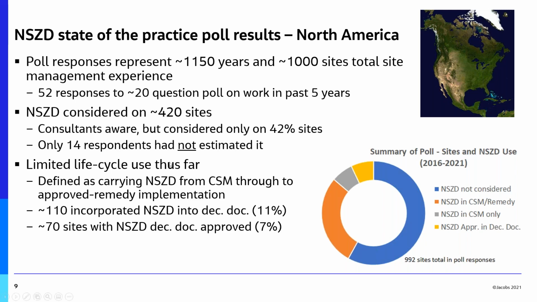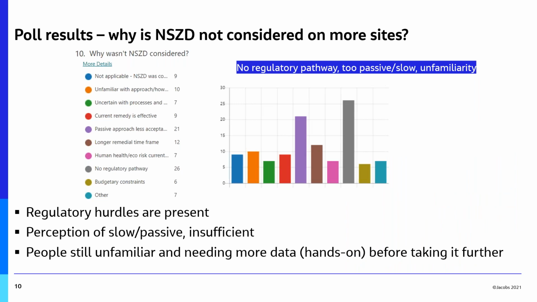It's okay. The disappointing thing is that if you go all the way to the bottom of the slide here, only 70 of the 1,000 sites have actually carried NSED all the way to the life cycle end, into a decision document approved by the stakeholders or regulators. So this gives you a quantitative feel for where NSED is now, based on this poll that we put out. It's out there, people are thinking about it, but there's a hang up in the process somewhere, and certainly a hang up in the education or outreach process as well. We want that number higher than 42%.